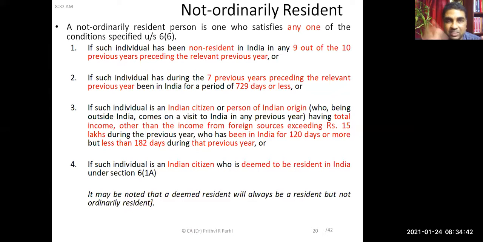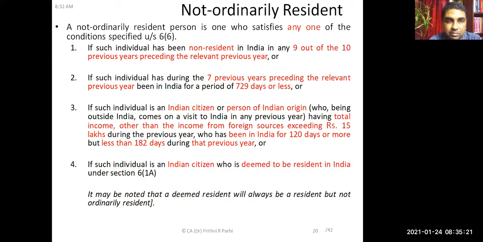Now, the extract of this section is like this. A not ordinarily resident person is one who satisfies any one of the conditions specified here. So, any one condition needs to be satisfied. How many conditions are there? Four conditions. If any one is satisfied, then he is regarded as not ordinarily resident, when he is definitely a resident. Okay. Now, first of all, can some of you read condition number 1?